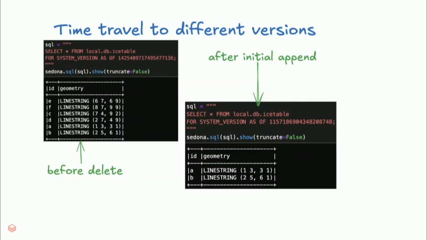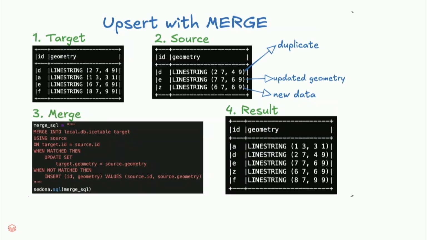Now, you can also do time travel across different versions, right? You can jump right back to the snapshot that is right before the deletion, which has 6 records. You can also jump to the snapshot that is after the initial append, which has only 2 records, right? Which is great.